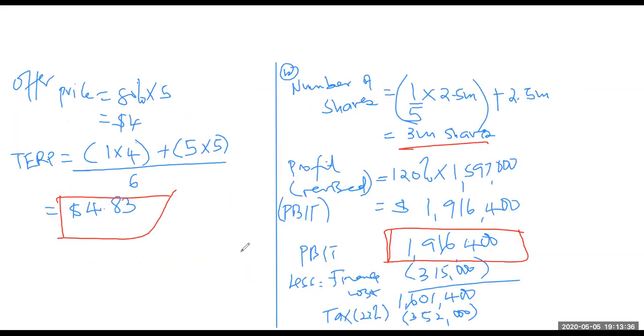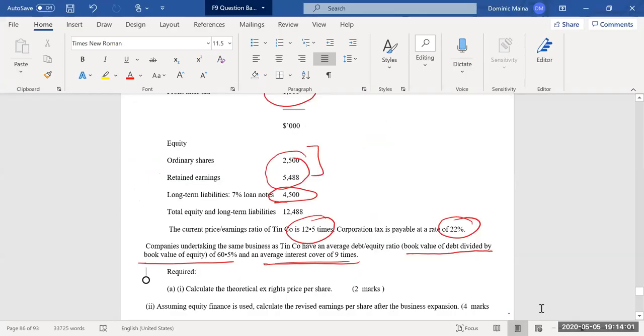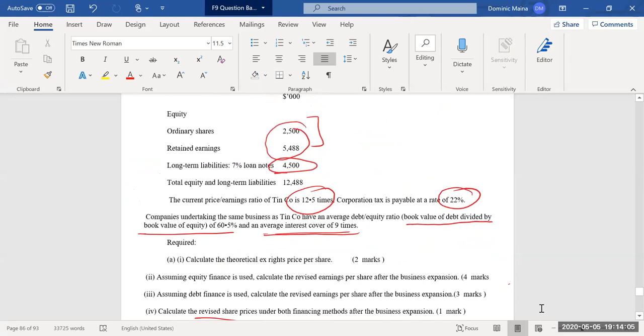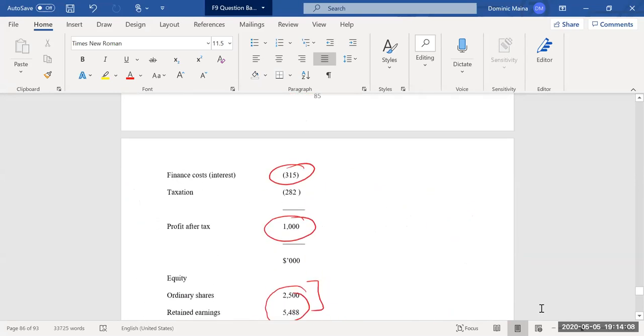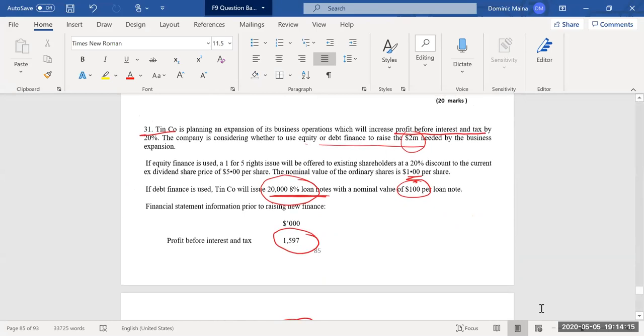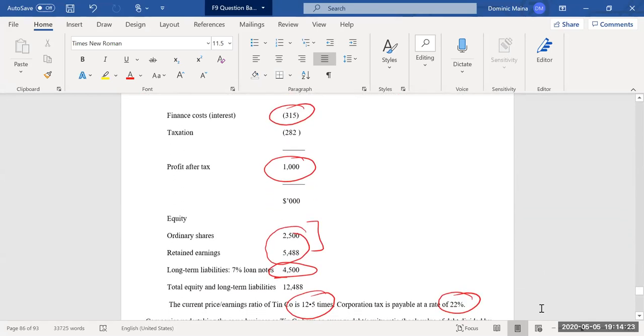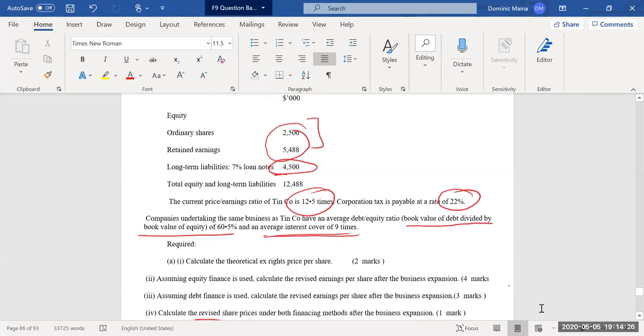If you had to use equity, this was under the equity financing, the earnings of the company, this is our revised earnings of the company, 1,249,400. Okay, and here, I think you're going to make an assumption. Does this company pay dividend? I don't see anywhere mentioned about the company paying the dividend. There's no mention of the company paying dividend. So here we have to make an assumption. This company does not pay dividend.